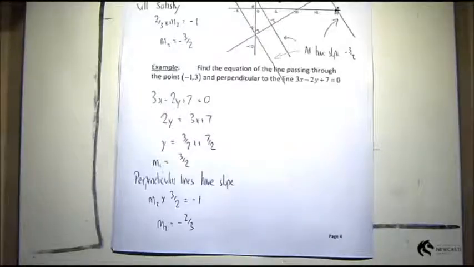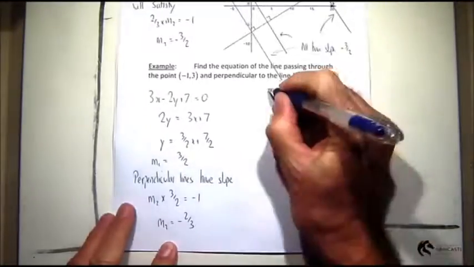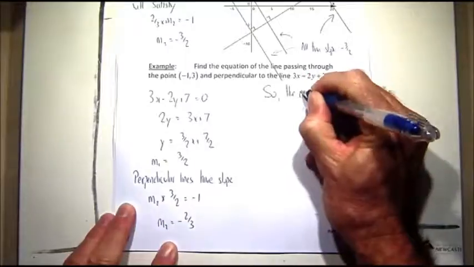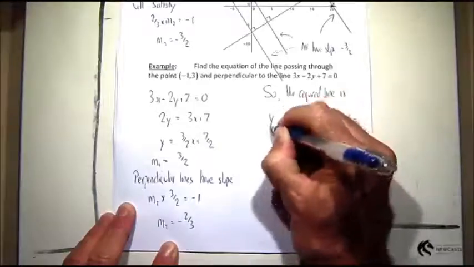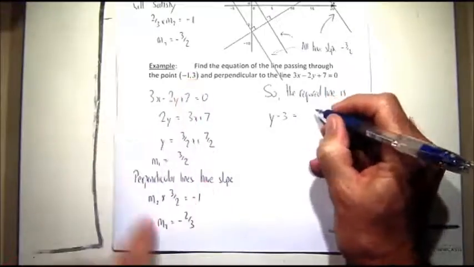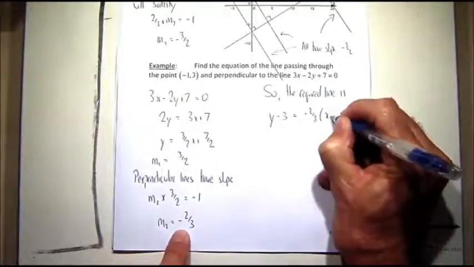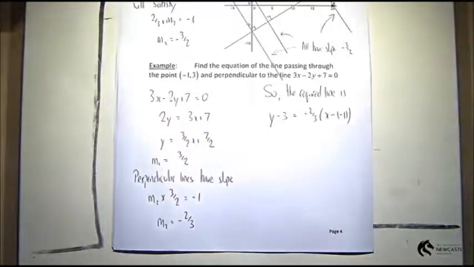Now I could do as I did last time and just say, look, the line that I'm after is y is equal to mx plus k, and I know m. Or I could use my point gradient formula. So the required line is, I'm going to go y minus y1 is equal to m times x minus x1. So in that case, I use my point gradient formula for the line. You don't have to do it that way. I'm just showing you different ways of doing things.